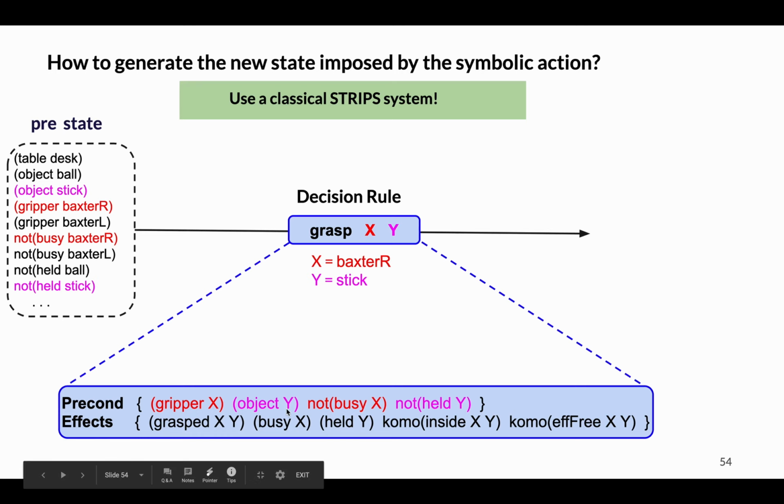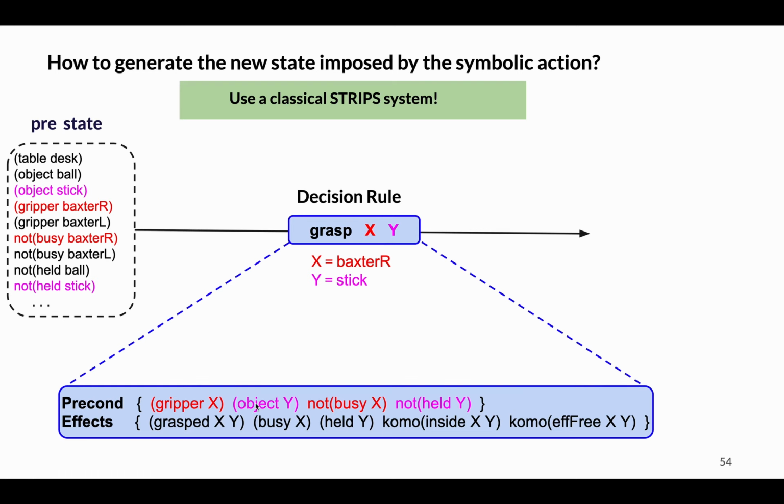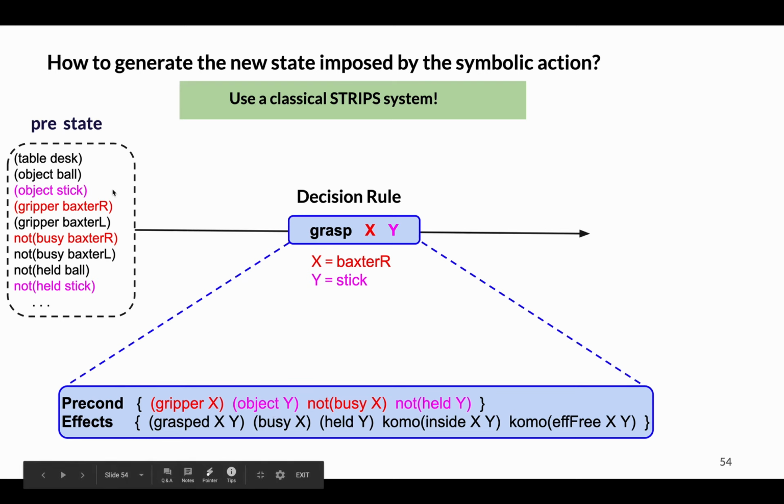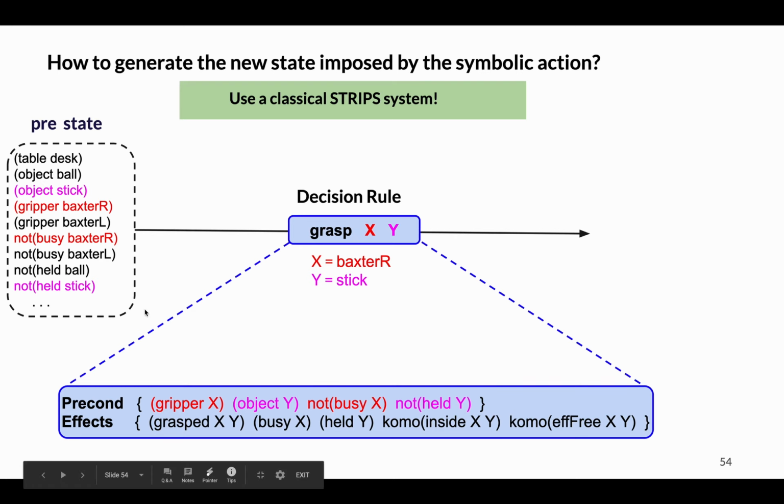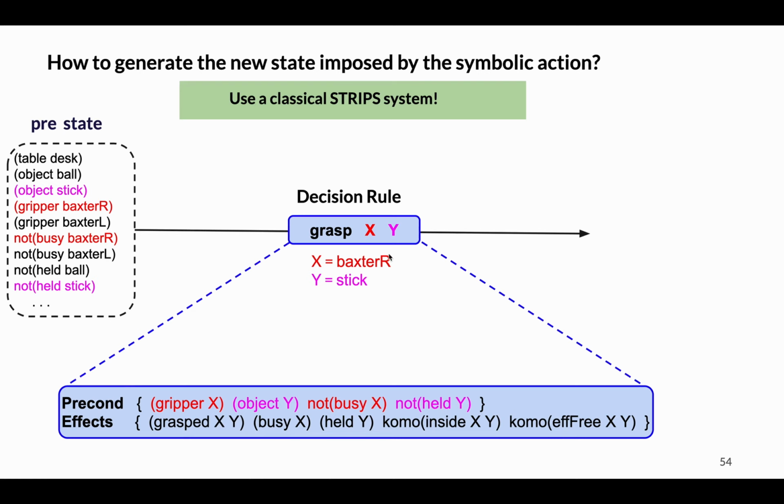And the Y variable in this equation shouldn't be an object type table, and it cannot be object type robot. It can be object type object, which, if you remember, are the stick and ball in our environment. So if you found two objects, one gripper and the second an object in our pre-state, and the gripper X is not busy, and the object Y is not held, then we found an entry for our decision rule.